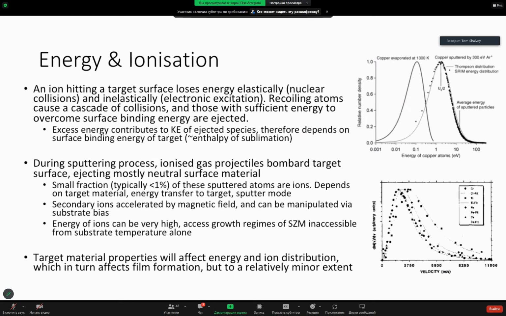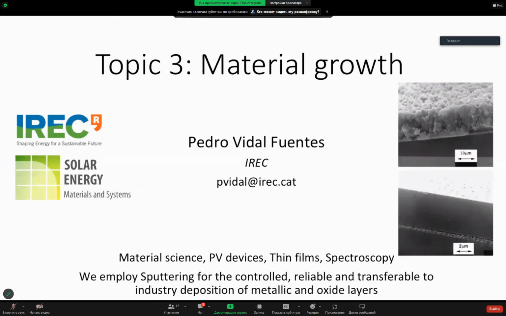Well, I'll just very quickly say that when you choose a target, you've got basically either a metallic or a compound target, and your surface binding energy is going to impact the distribution of the kinetic energy of your atoms as well as the ionization, and that has implications for your film formation. But I'll finish it there and move on.